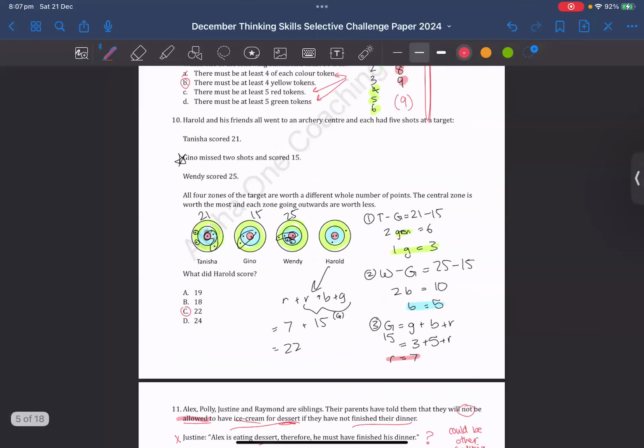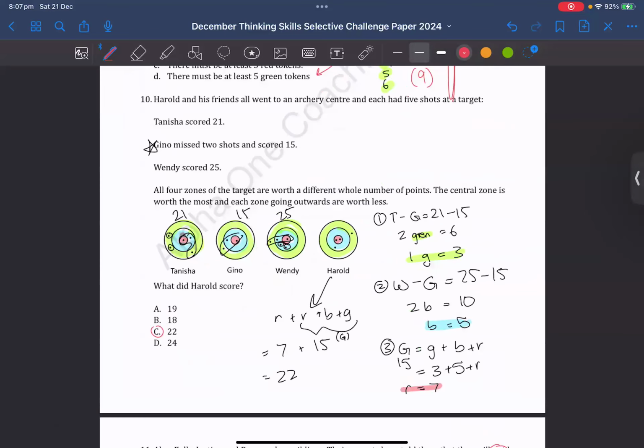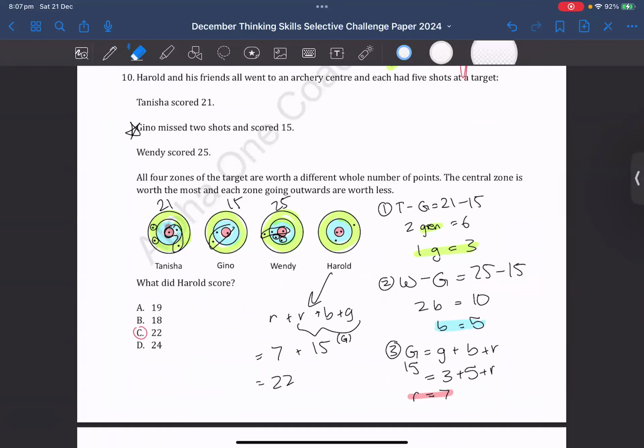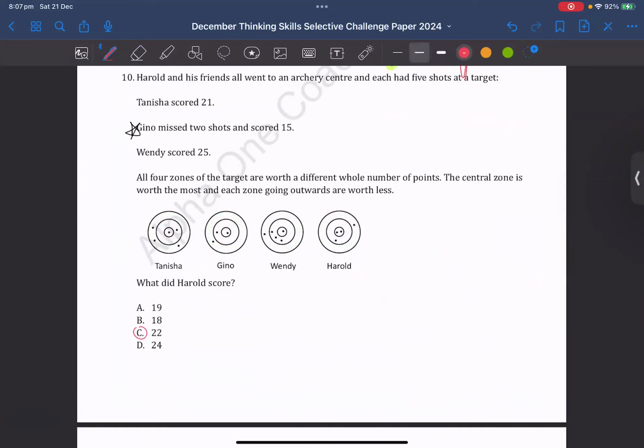Alrighty. I hope everyone can see this. I'm just going to erase my working out just so I can restart this question. Okay, so from what we can see here, each of the targets has a different value, and the one on the inside is worth the most. So I'm just going to start off and remind myself that each of them is worth different points. So I'm going to color code it just for the sake of the question.